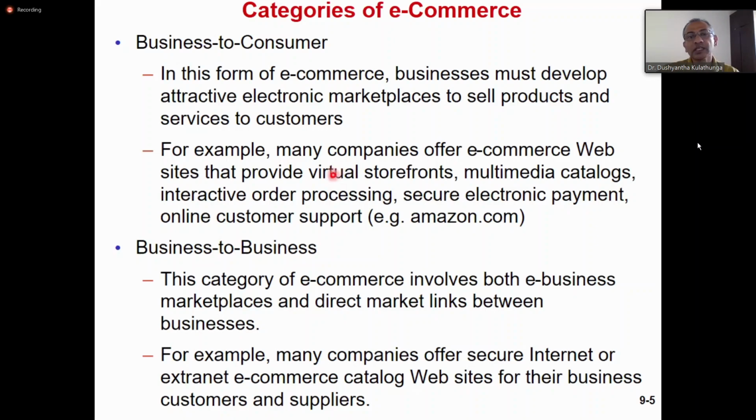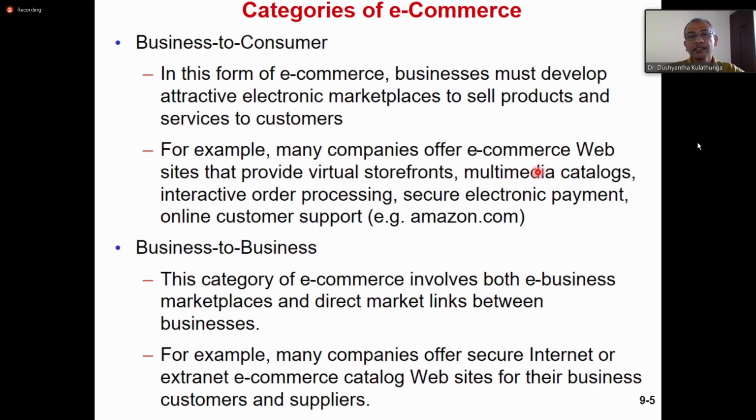When you go to a particular store, you can see what is available. Similarly, when the customers go to this electronic marketplace, they should be able to see the products available for sale. And they should be able to go through the multimedia catalogs, which contain information about the products that the organization sells.